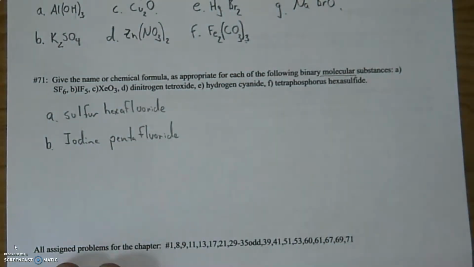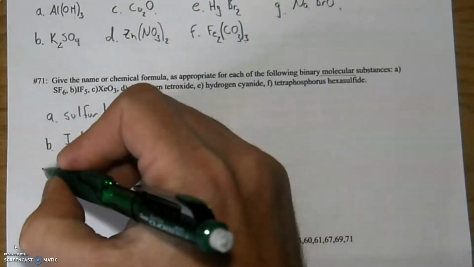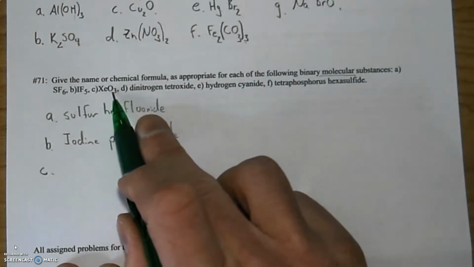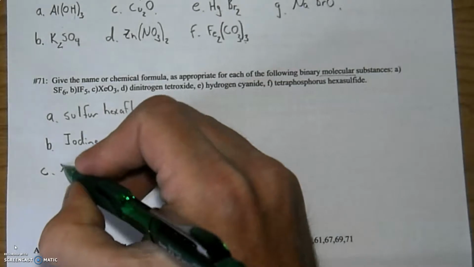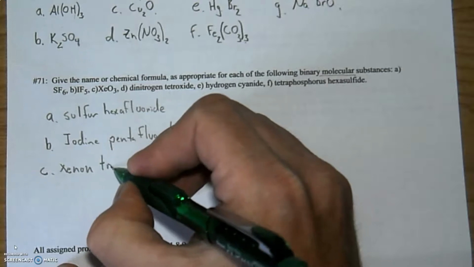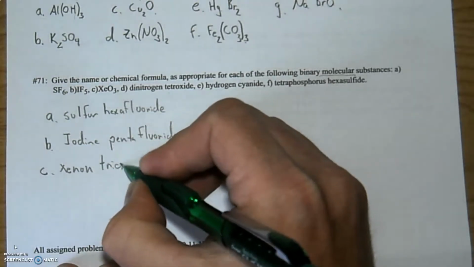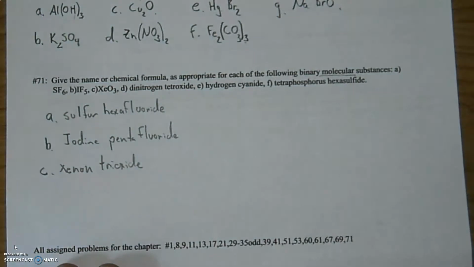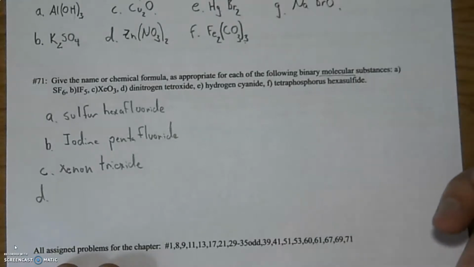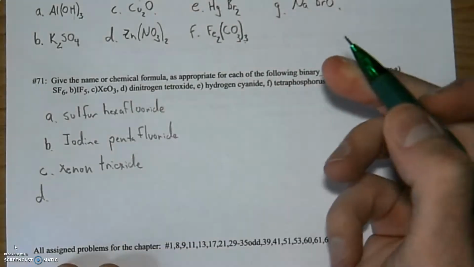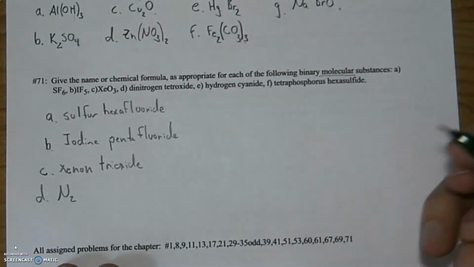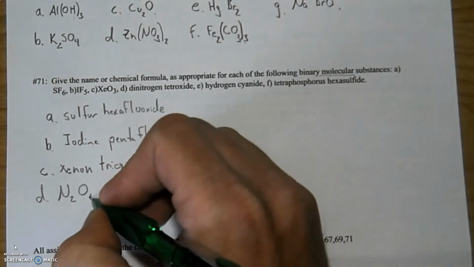Okay, not too bad so far. Let's go with C. And for C, we have xenon and 3 oxygen. So xenon and 3 simply is trioxide. Not too bad so far. D, it gives us the name, and we have to write down what it is. Di is 2, so dinitrogen. And tetra is 4 oxides.